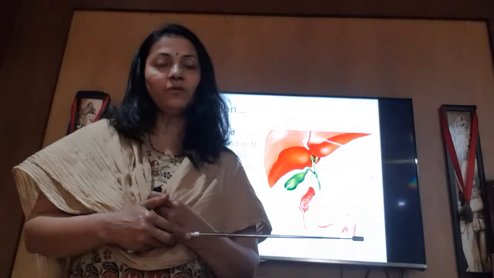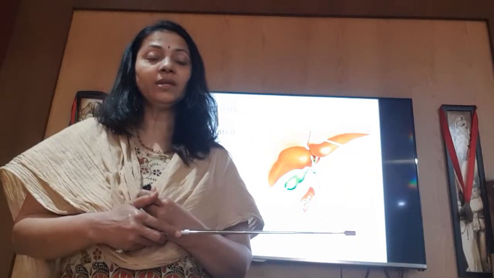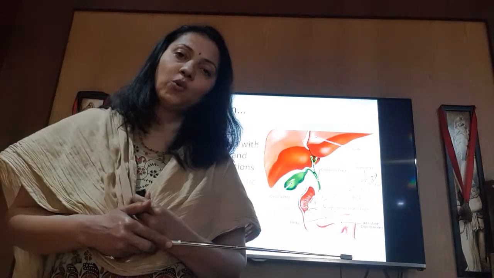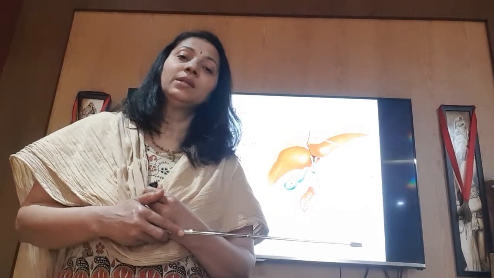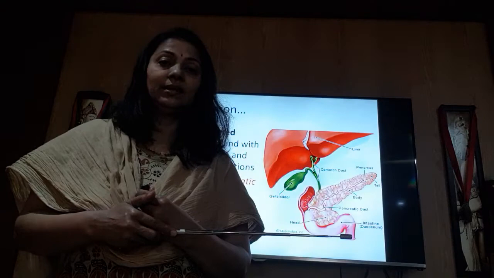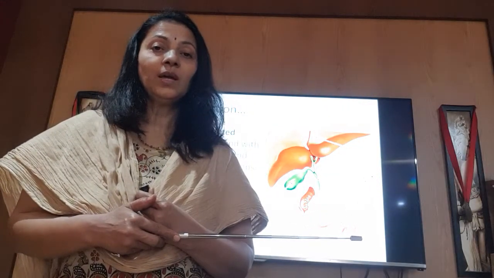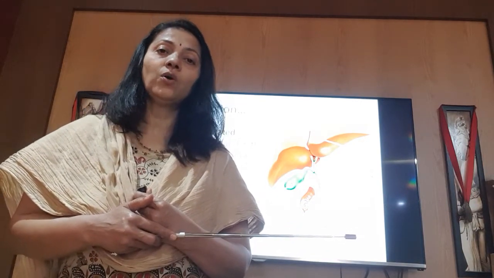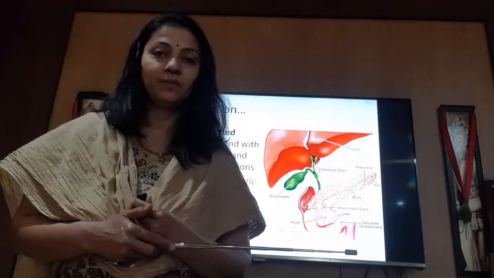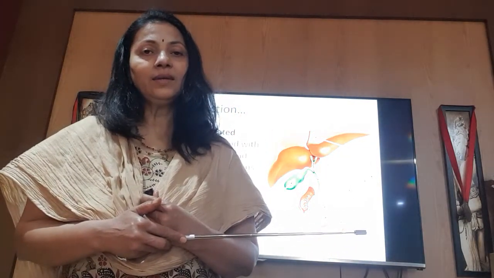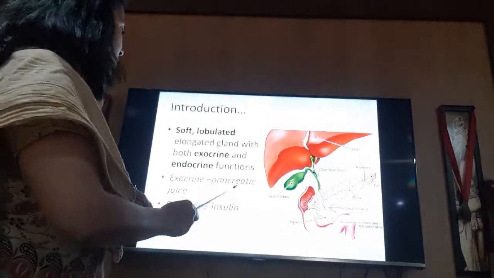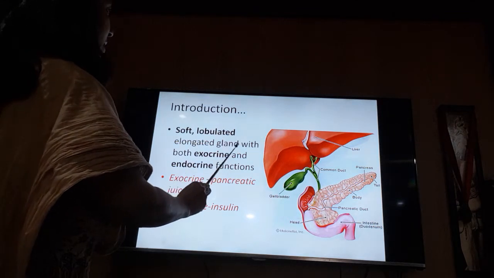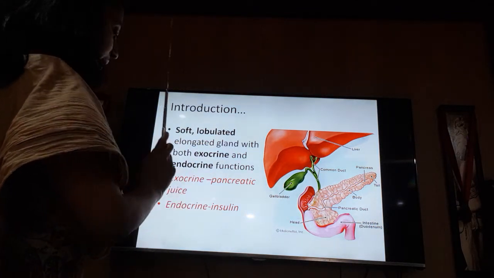Now endocrine part of the pancreas, you must be knowing it has got alpha, beta and delta cells. Alpha cells, they secrete glucagon, that is a hormone. Then beta cells, they secrete insulin, and you know insulin lowers the sugar level in the blood, whereas glucagon increases the sugar level in the blood. And delta cells, they secrete somatostatin. Okay, so the pancreas is soft, lobulated, elongated gland with both exocrine and endocrine function.